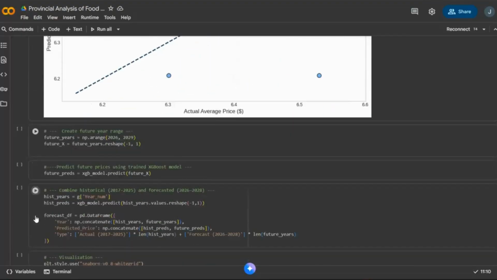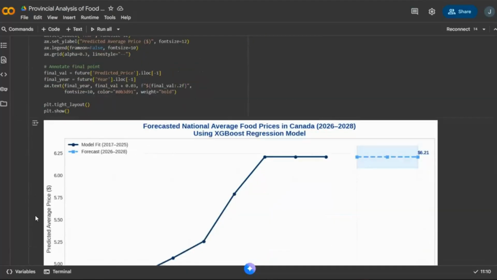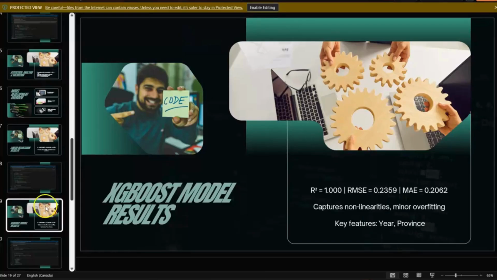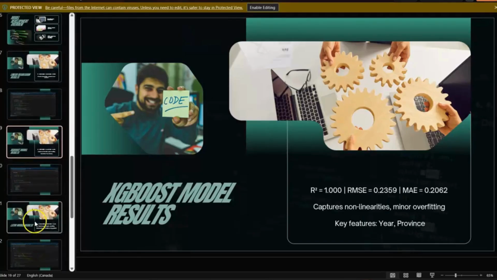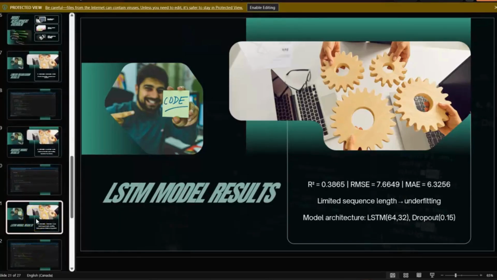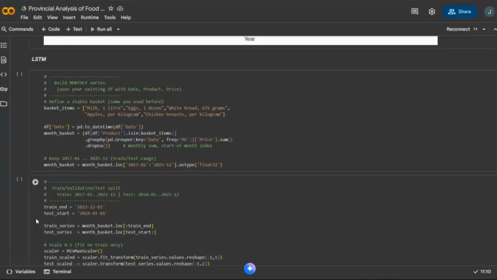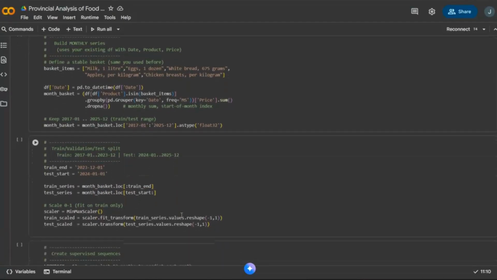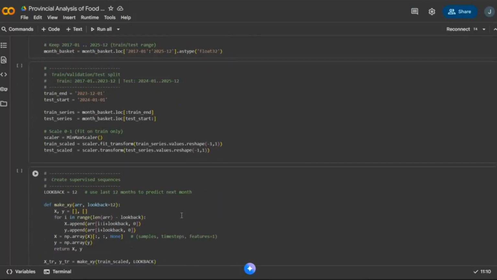The third model was LSTM, long short-term memory neural network, designed to test whether inflation rate depends on sequential pattern. Essentially, whether the system remembers previous years.